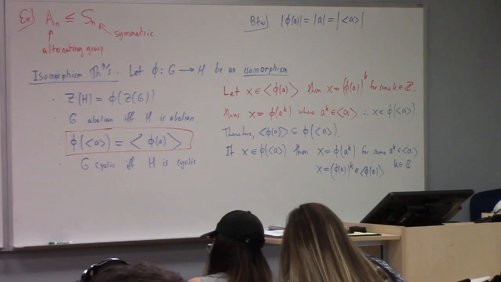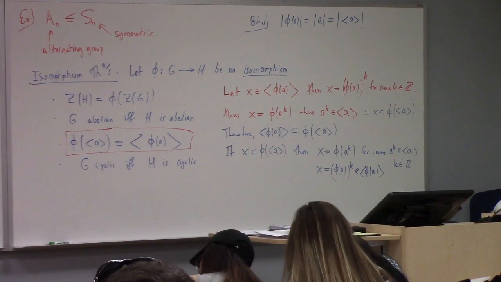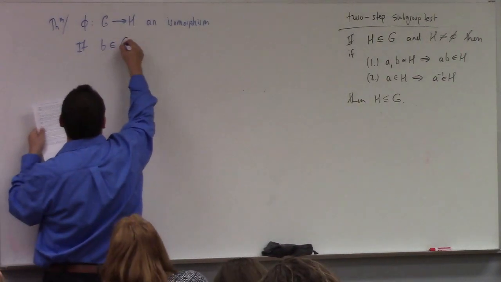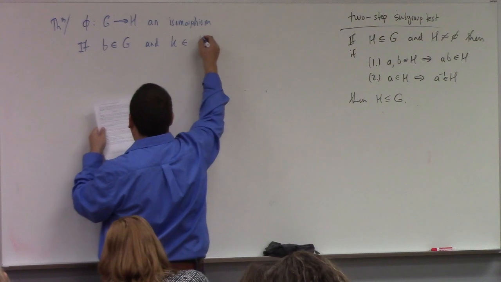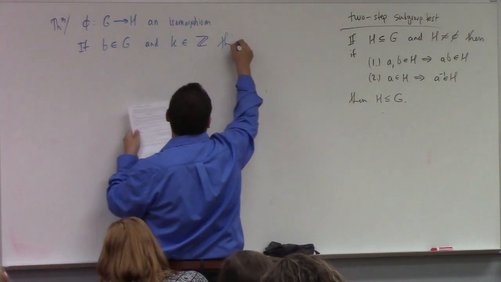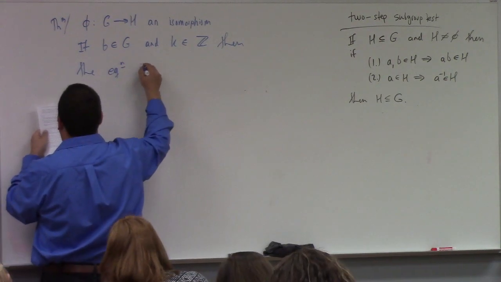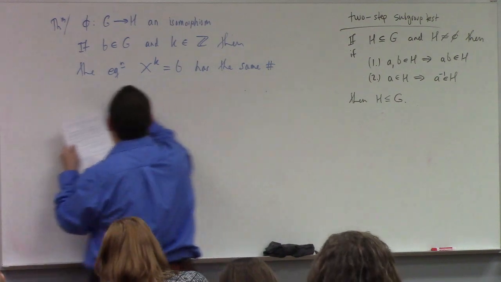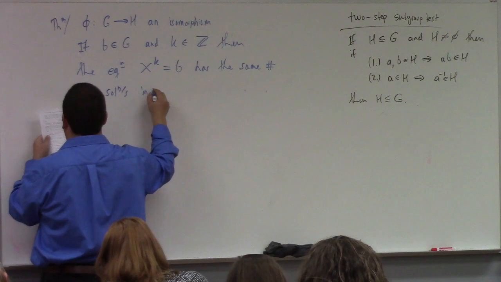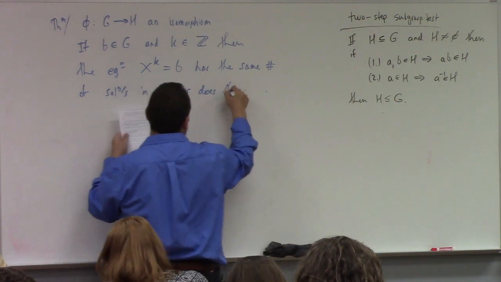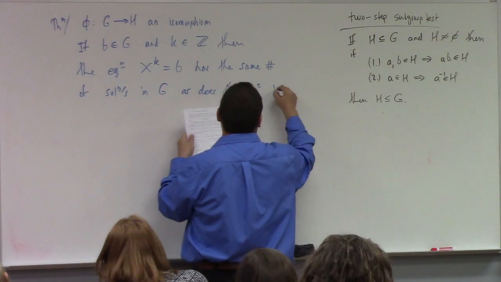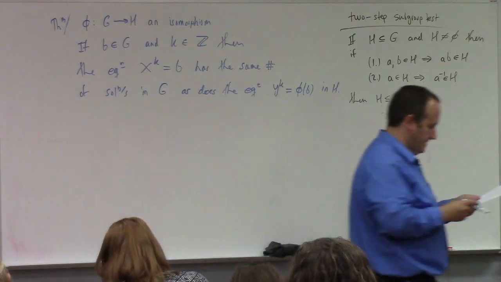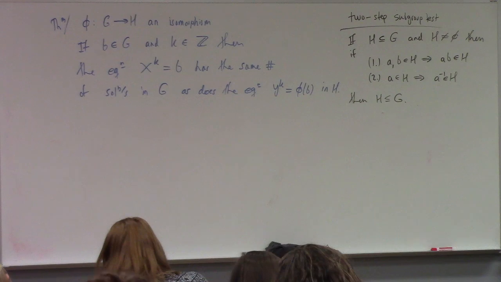Theorem: if you've got phi going from G to H an isomorphism, if B is an element of G and k is an element of the integers, then the equation x to the k equals B has the same number of solutions in G as the equation y to the power k equals phi of B in H. The proof is given in the notes.